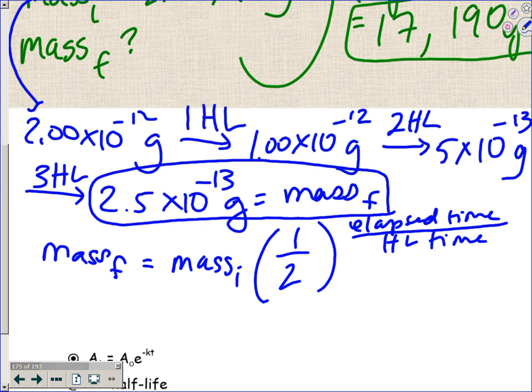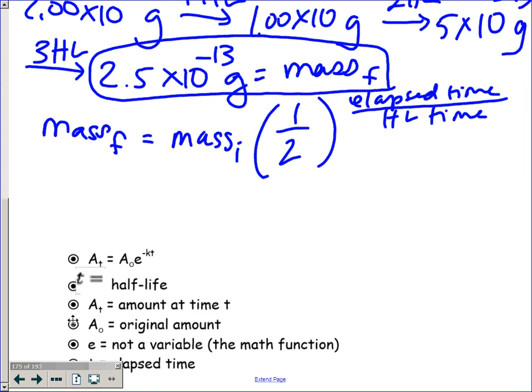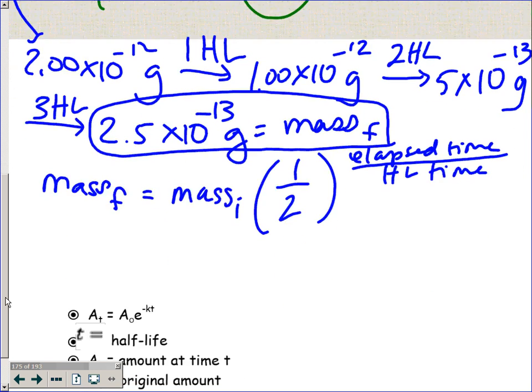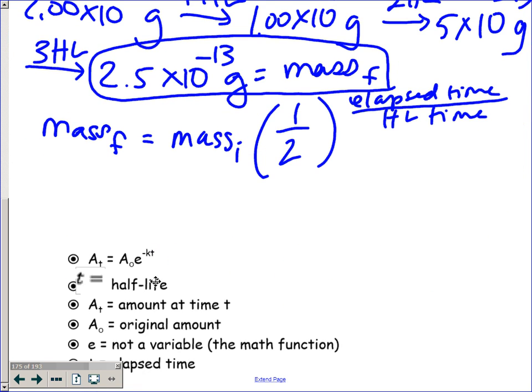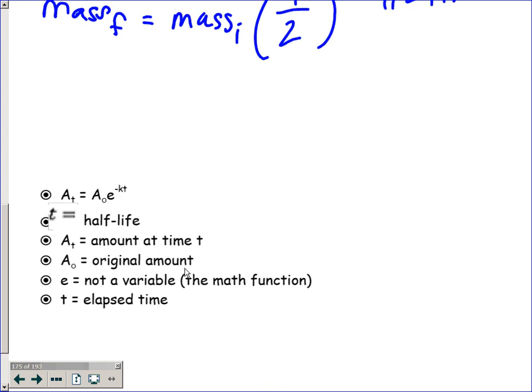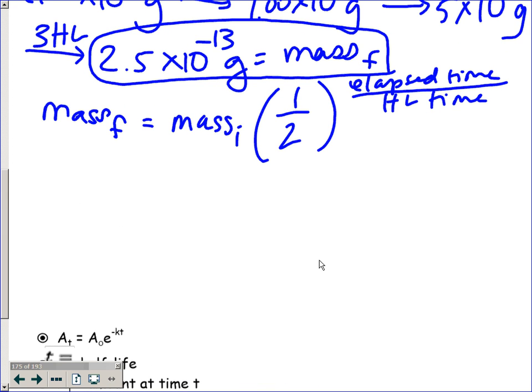So mass final is equal to mass initial times, oopsies, just trying to get some space here. Don't look at all this junk down here. This is more complicated than it needs to be. Okie dokie. All right, so let's say I didn't solve this problem. Let's try it out and see if it works out the same.